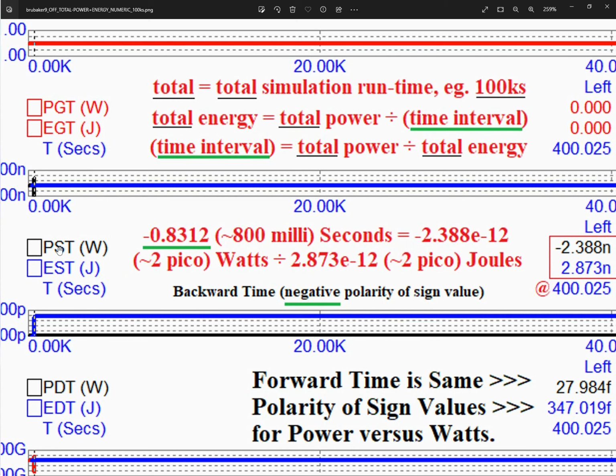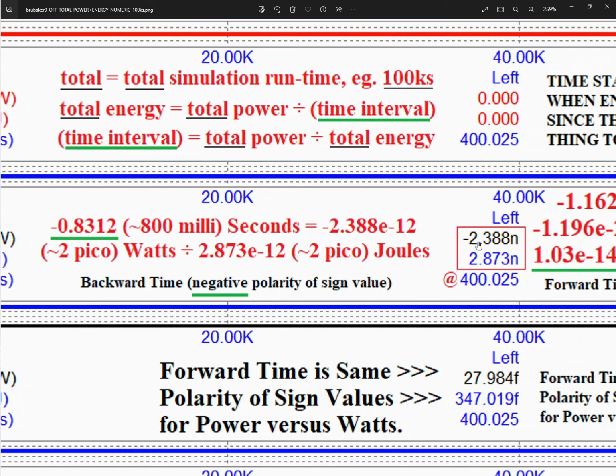So we get the storage of power versus the storage of energy. So here we've got, I figured out what the time frame was for these values. So here's the power being stored in the caps and coils. It's negative 0.2388 nanowatts. Meanwhile, the energy being dissipated through the diodes and resistors is 2.873 nanojoules. So the unit of measurement is slightly higher for energy dissipation versus the power storage. But the power is negative.